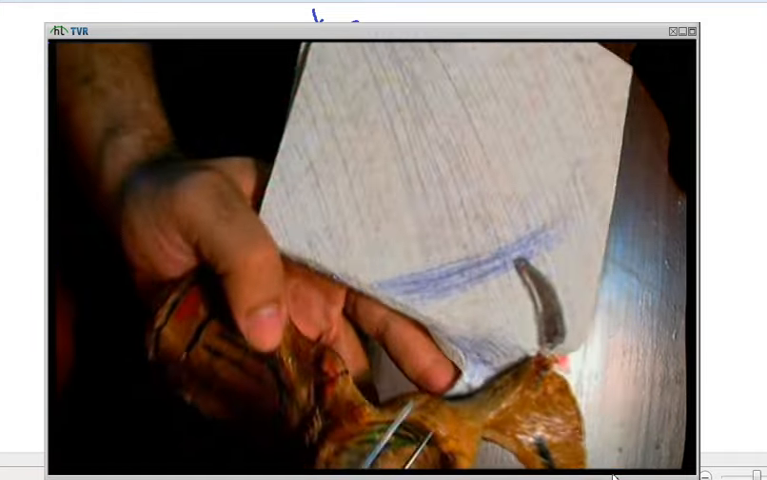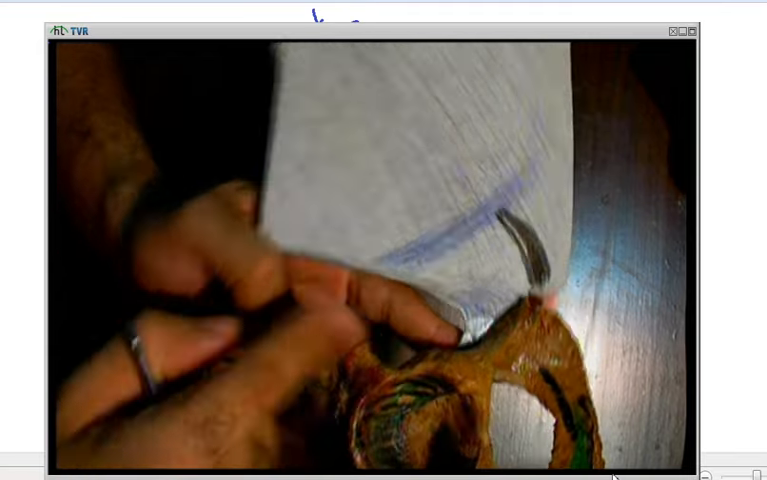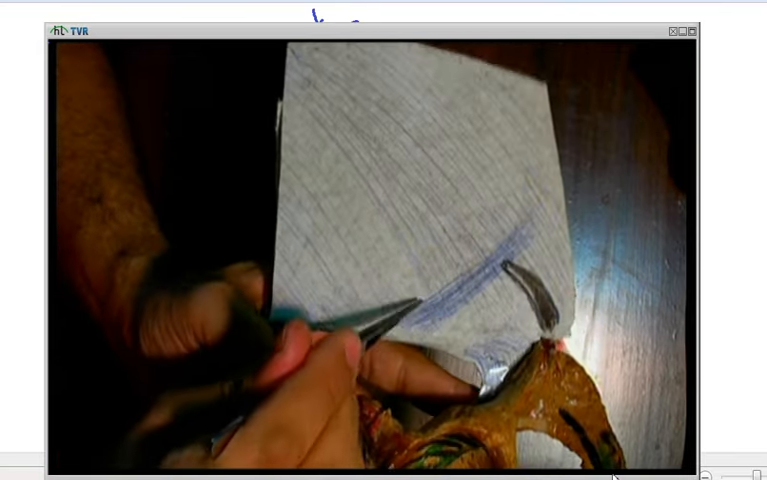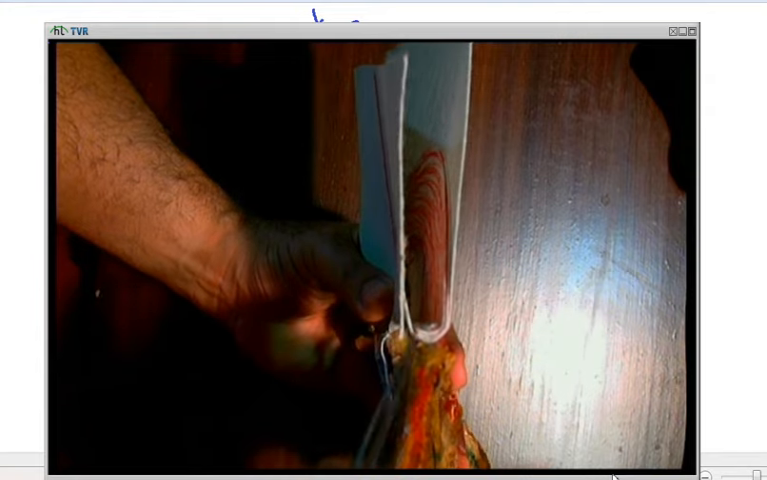When removing this external oblique muscle, I want to show you first, this is the inguinal ligament, you see here. The inguinal ligament from its lower part is convex like this, you see. The inguinal ligament is a reflection from the external oblique, down, back and upward like this. This is the inguinal ligament, you see. Okay.